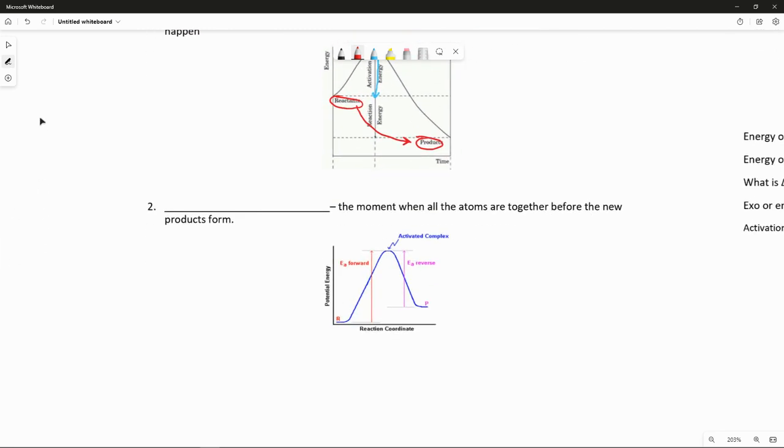All right. Activated complex. This is the moment when all the atoms are together before the new products form. So unlike the activation energy, the activated complex is just the tip top, the way top of the line you see here. So on the arrow, this right there is the activated complex.